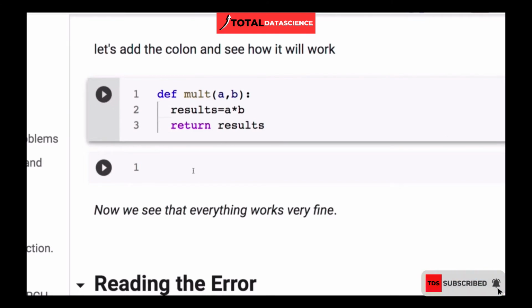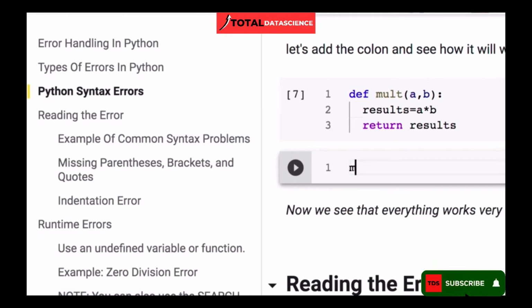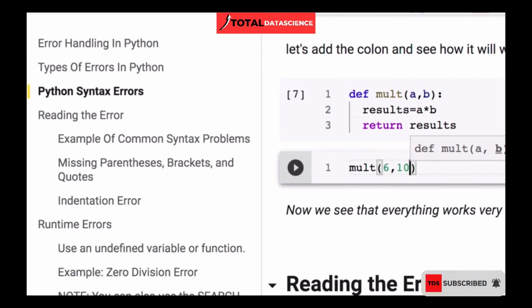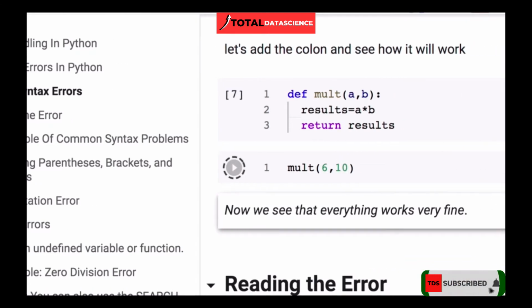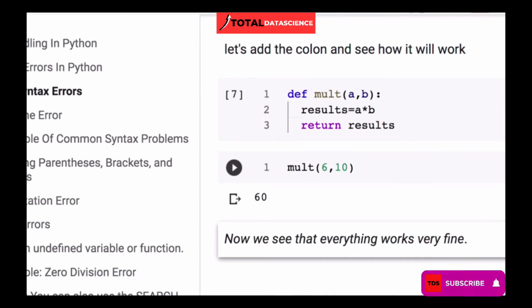Now I can call my function. I can call this function and pass in any two arguments. So let's say 6 and 10. Now if I run this, it's going to multiply 6 with 10 and give me 60. Okay, now I see that everything works fine over here.